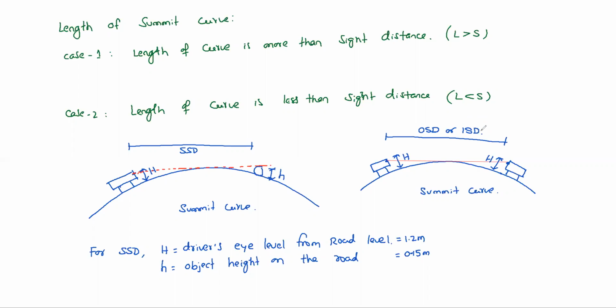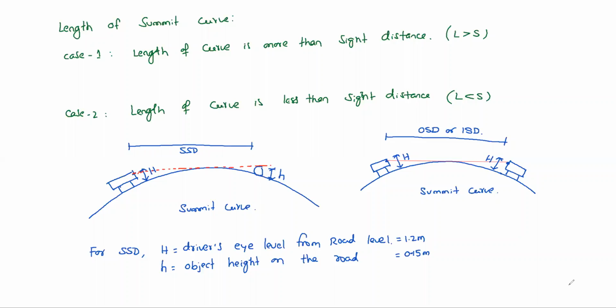Okay, OSD, ISD both are same only. Okay. So how to design we'll see. For case 1, case 2 in detail we will see. Okay. Capital H meaning is here same: driver's eye level from road level. Okay. Height of driver's eye level. Okay. So case 1 we will see first.